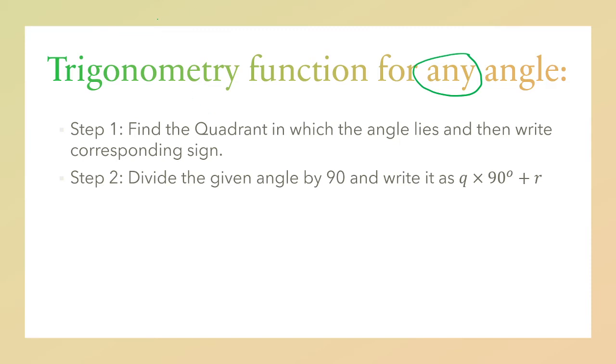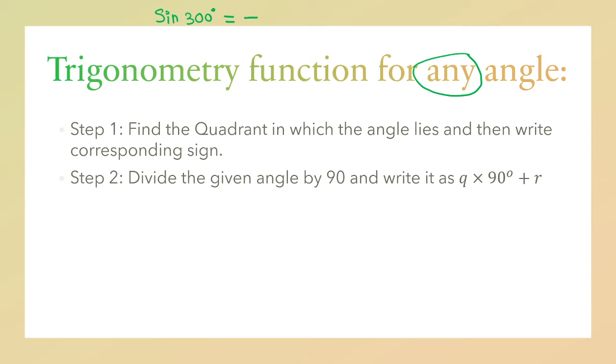For an example, as we were considering sine of 300 degree, right? The first thing that we observe, whatever would be the answer, it is going to be negative because the angle lies in the fourth quadrant where sine is negative. So the answer is going to be negative.